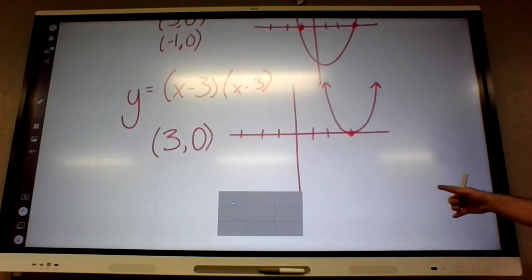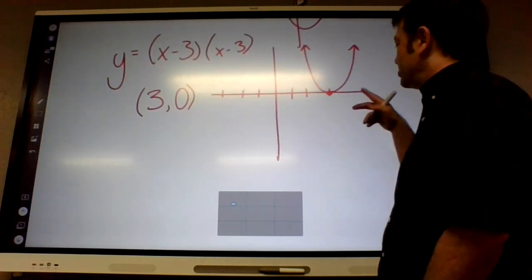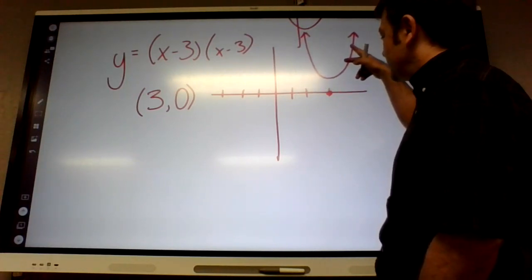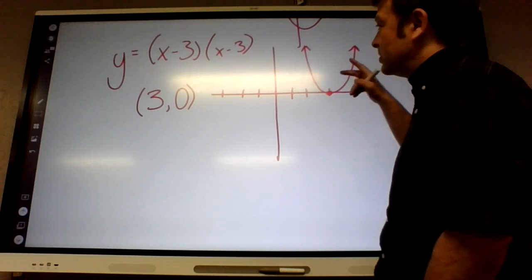Okay? It's possible to have no zeros. If it was floating up here, it wouldn't have any x-intercepts.